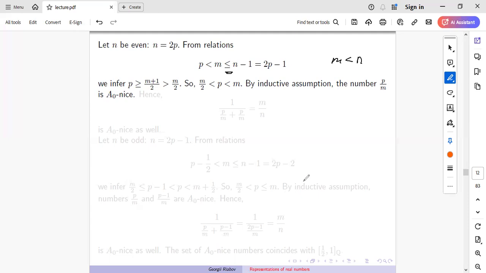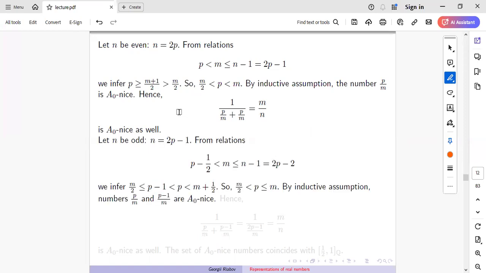But then we know that the number p over m is A0 nice. If we take this number p over m, consider the sum p over m plus p over m, we will get 2p over m, which is n over m. But 1 divided by this number is m over n. So we proved that m over n is nice. Good. The case when n is odd is similar.